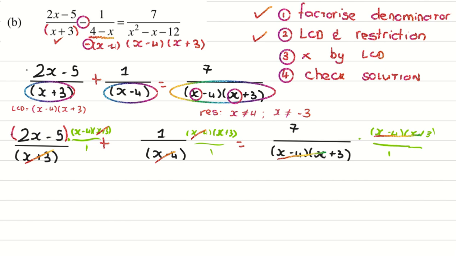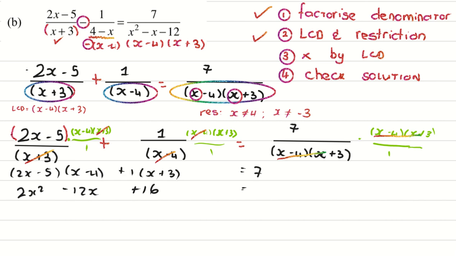is 2x minus 5 and x minus 4, right? We'll work it out now. Plus 1 multiplied by x plus 3, and all that is equal to 7. Now we go ahead and expand. We will end up with 2x squared minus 12x plus 16. That is what we will get once we bring the 7 over and solve everything.